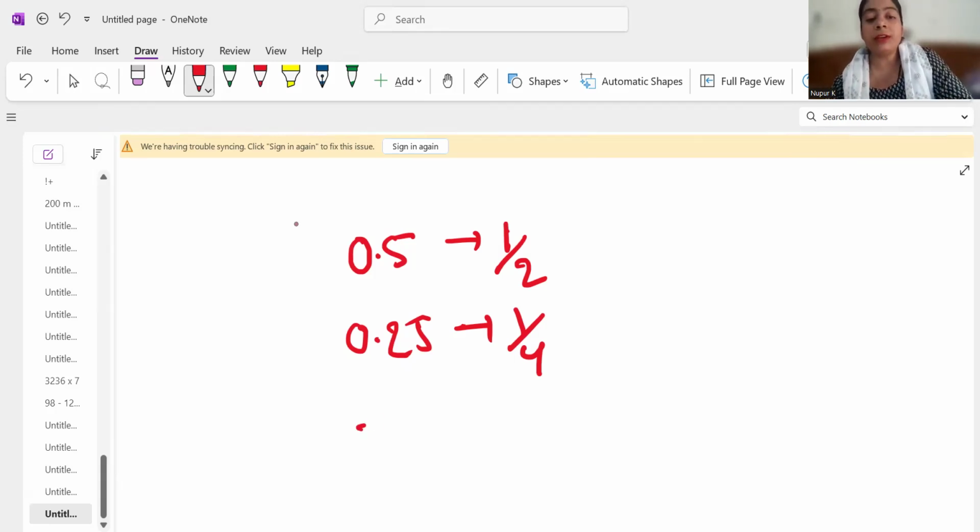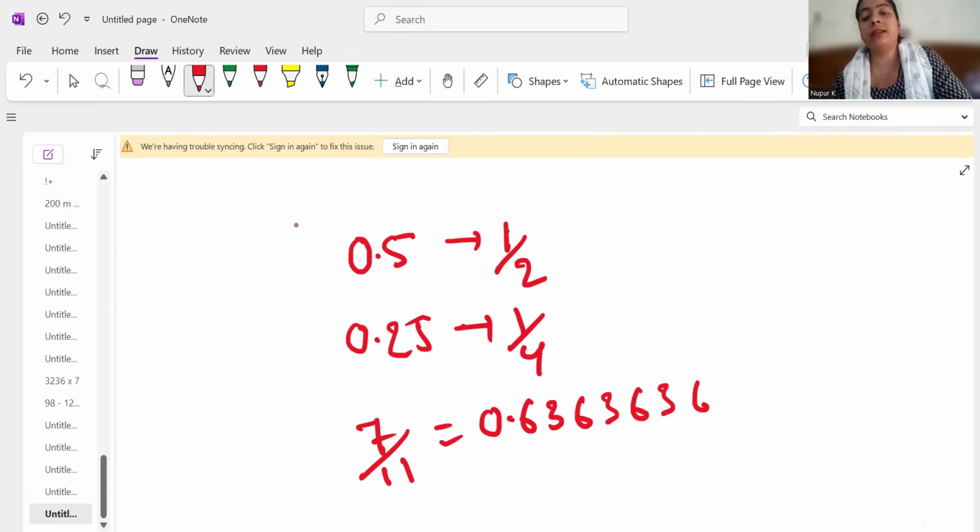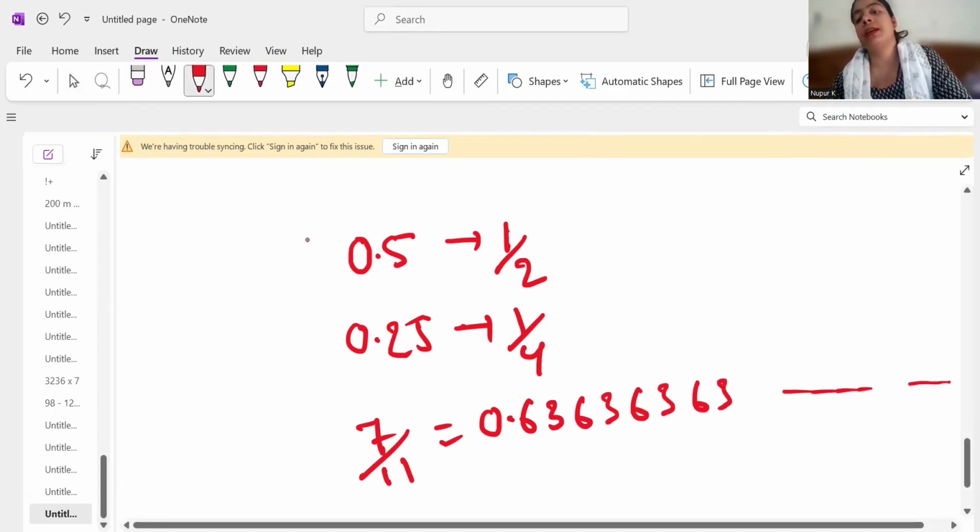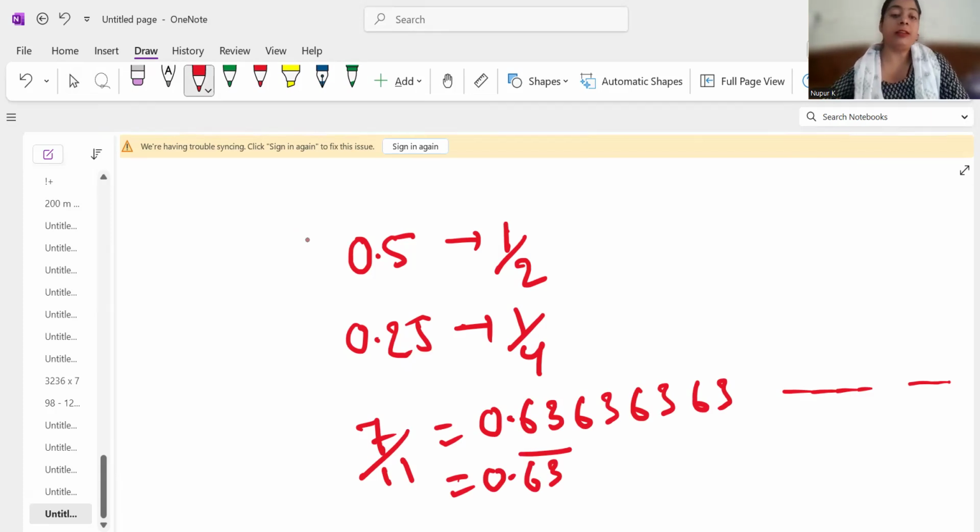One example of a repeating decimal: 7 by 11 can be represented as 0.63, 63, 63, 63, and so on. It will repeat itself up to infinity. So we put a bar on the 6 and 3. Together, these terminating decimals and these repeating decimals form a group of numbers that is called rational numbers. That is a separate category, the rational number system.